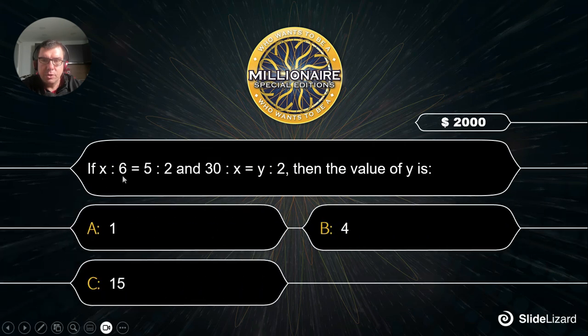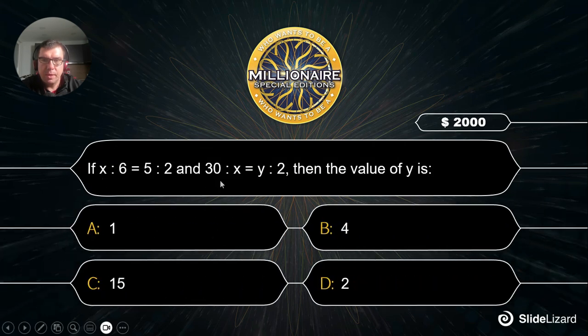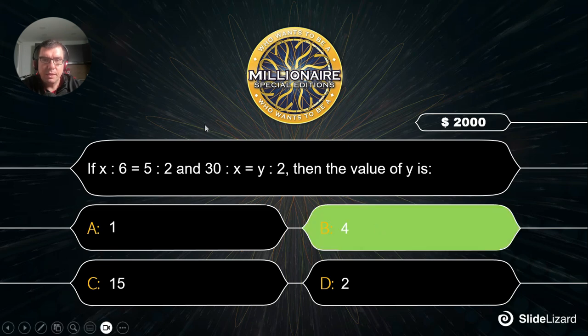If x relates to 6 as 5 to 2 and 30 relates to x as y to 2, what is the value of y? Did you find B, 4? B is correct. So how do we calculate x? 5 times 6 is 30, divided by 2 is 15. 30 divided by 15 is 2. So y over 2 equals 2, y equals 4. And that's the answer.